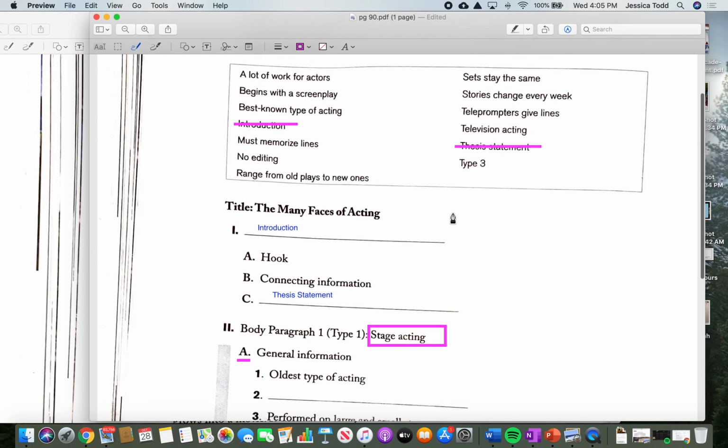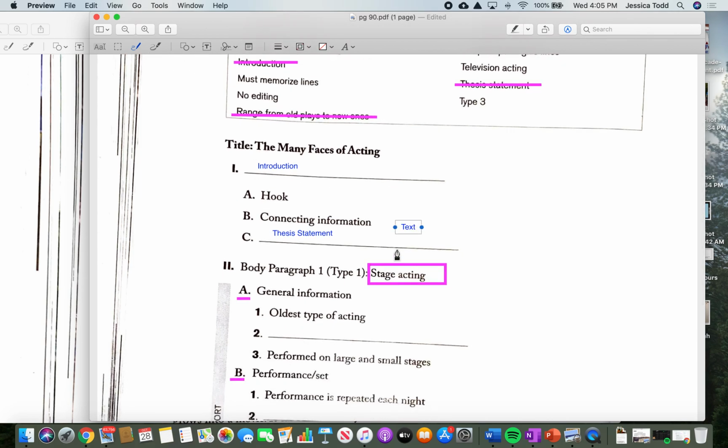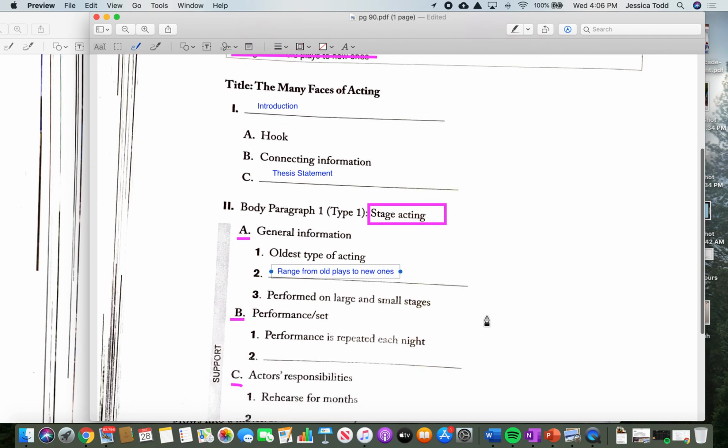Okay, so I'm going to look back in the box for something about plays that are old and plays that are modern. Let's see. Oh, range from old plays to new ones. That makes sense. So I'm going to put this into the first blank here. So some general information about plays is that they range from old plays to new ones. And I'm going to put that into here. Okay, we're going to do one more.